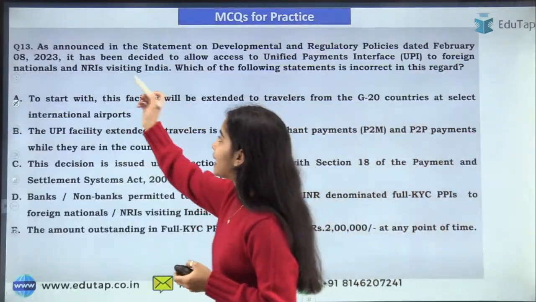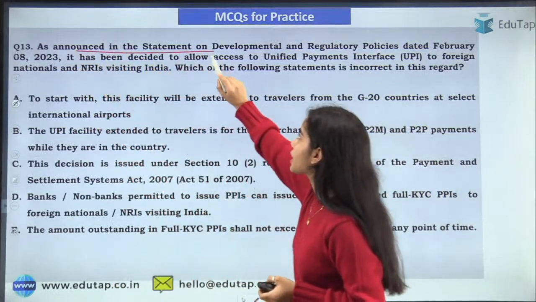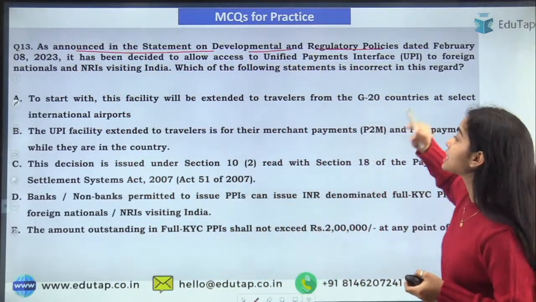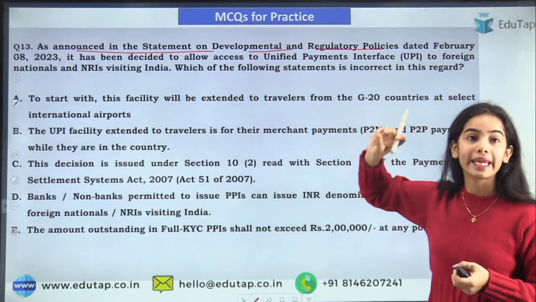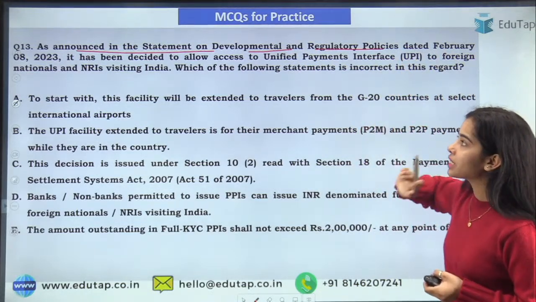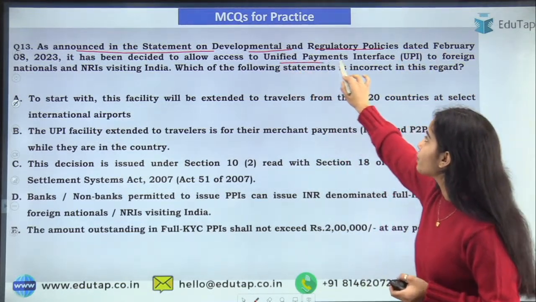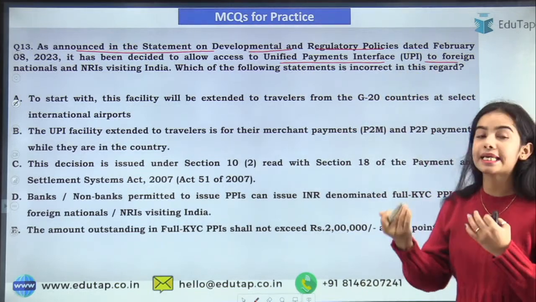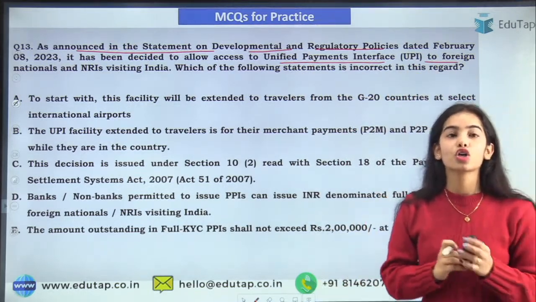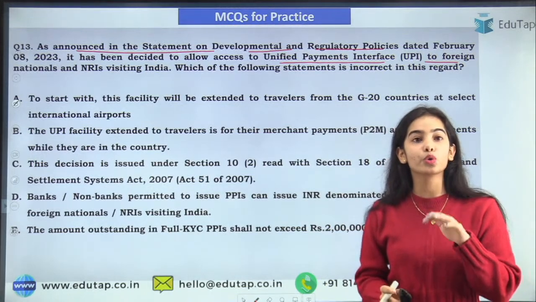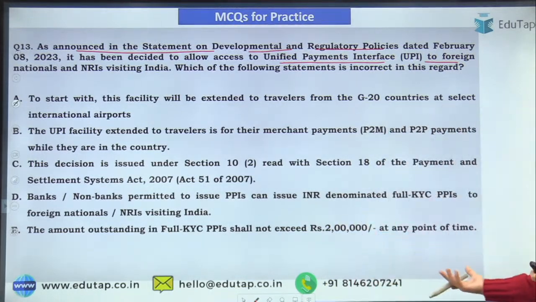So now coming to the next question. As announced in the Statement on Developmental and Regulatory Policies, which was released on 8th Feb 2023, it has been decided to allow access to UPI to foreign nationals and the NRIs that are visiting India. So the travelers will be able to use the UPI. You have to tell which of the following is the incorrect statement.